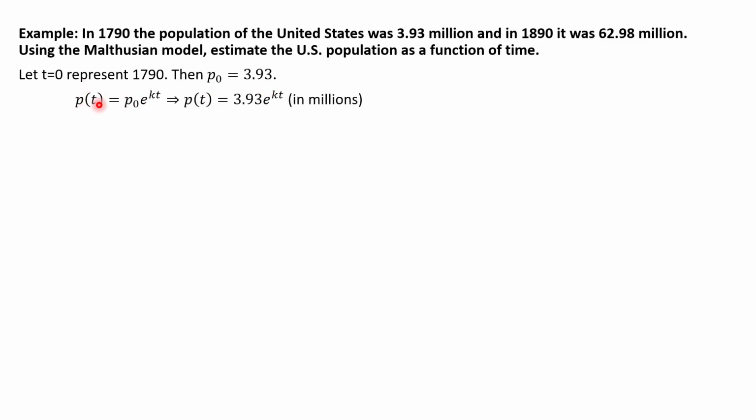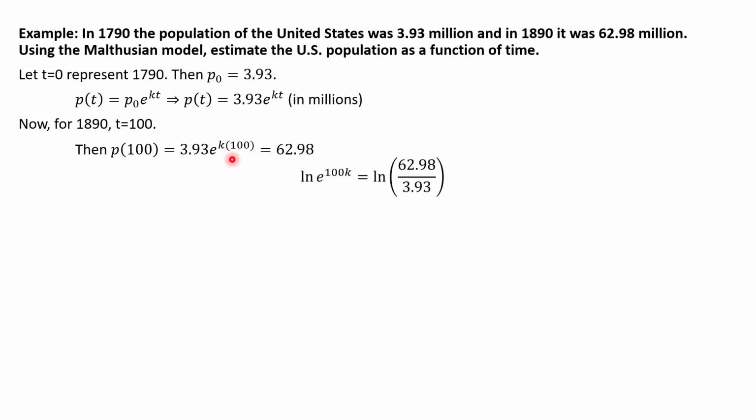And so we already have our function from our model, so P of t equals our initial population times e to the kt, and we just have to find k. And so we're going to use our other given value for population to do this. So for 1890, that's 100 years later, so time went from time 0 to time 100. And so we plug in 100 for t, and now we know what that equals. It should equal 62.98, and we just solve for k. So we just do a little bit of algebra here.